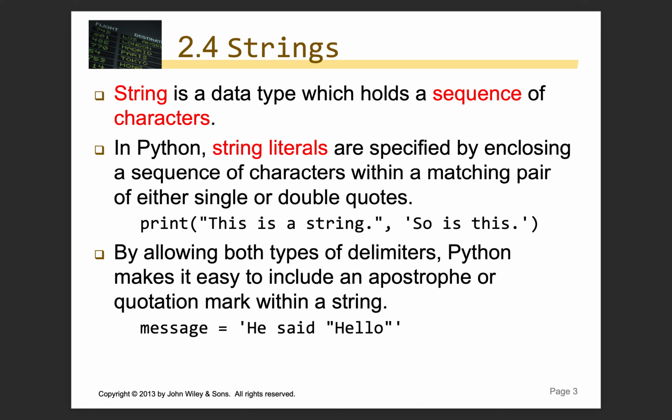The reason for allowing both double quotation marks and single quotation marks is that it allows both types to be used in a single string, so we can do quotes inside strings. For example, the string is he said, and then the quote hello. We can use the double quotation mark to indicate that there's a quote inside a string which we've created using single quotation marks.